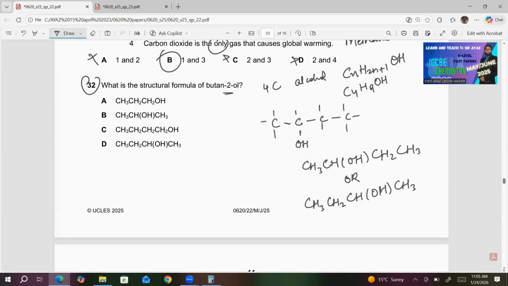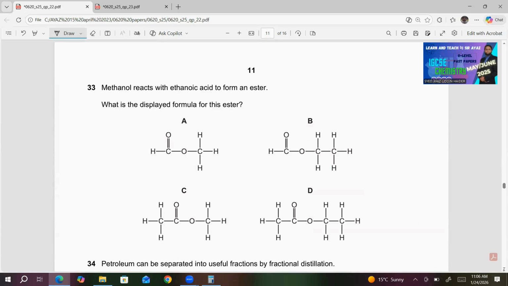If you look at this, B is straightforwardly incorrect because there are 3 carbons. We have 1, 2, 3. Sorry, A is also incorrect. 1, 2, 3. There are 3 carbons. Either C is correct or D is correct. C is butan-1-ol. This is not butan-2-ol. D is the correct one, and this is the one I have drawn. So D must be the right answer here.